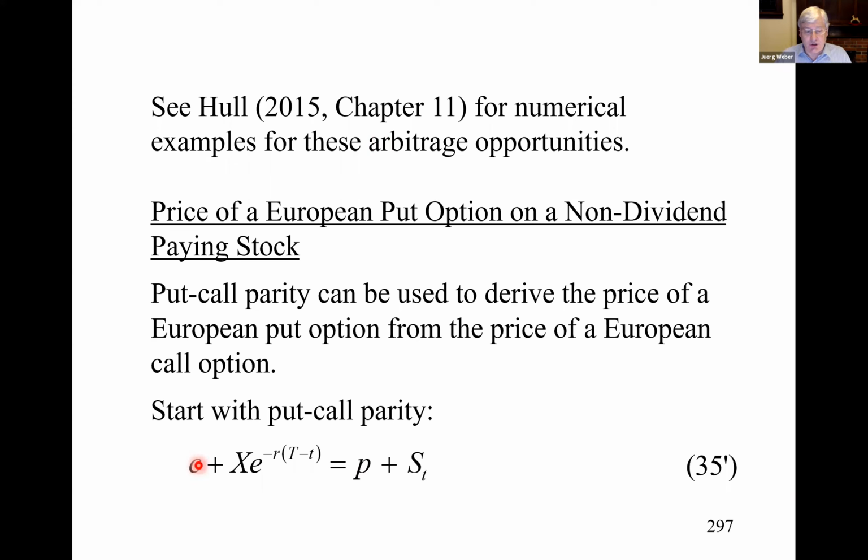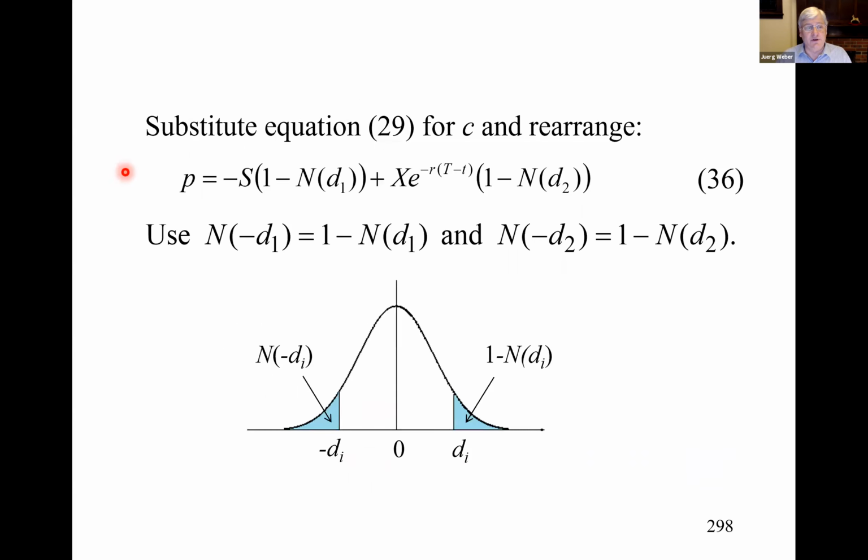I rearrange. It's straightforward algebra. It's very easy, straightforward algebra. I get the P. It's a bit messy, but straightforward algebra. And I solve it here for the P. And I do a bit of rearranging, and I introduce those brackets. I collect the terms, and I'm getting here equation 36 for the put option.